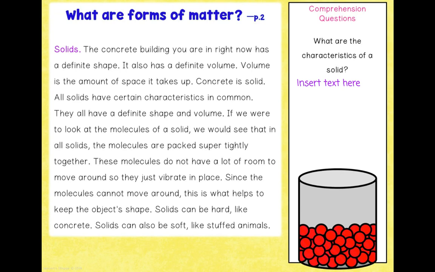If we were to look at the molecules of a solid, we would see that in all solids, the molecules are packed super tightly together. These molecules do not have a lot of room to move around, so they just vibrate in place. Since the molecules cannot move around, this is what helps to keep the object's shape. Solids can be hard, like concrete. Solids can also be soft, like stuffed animals.